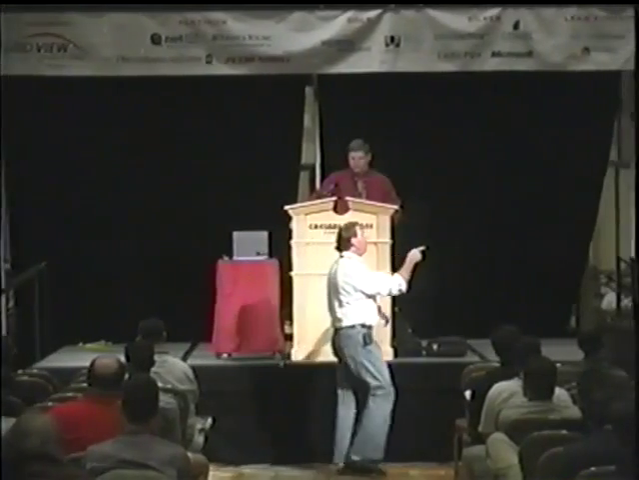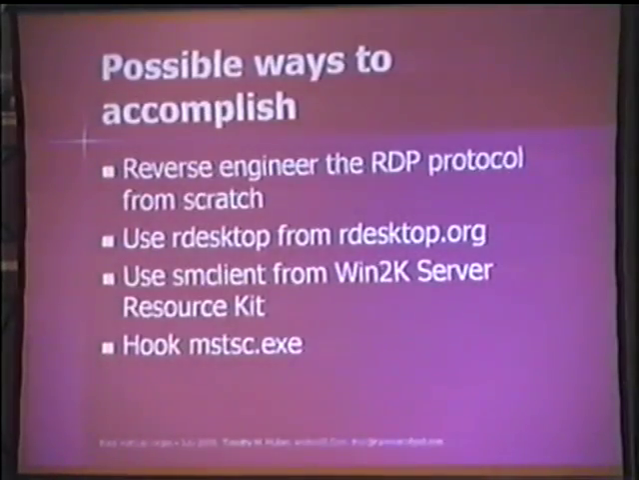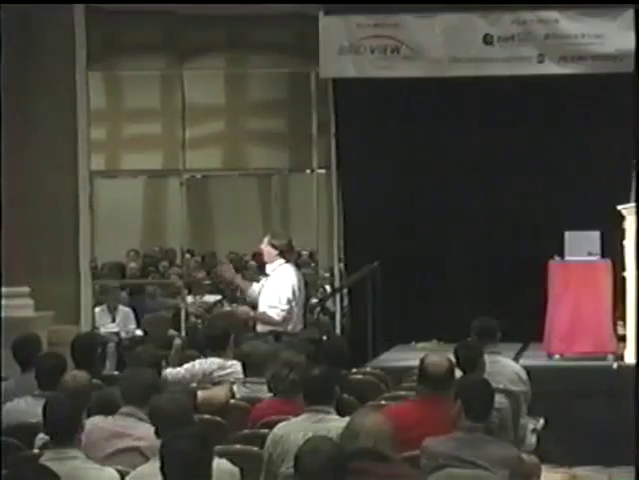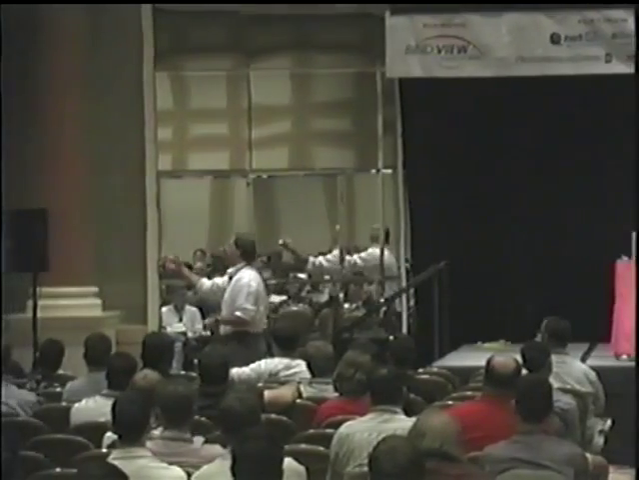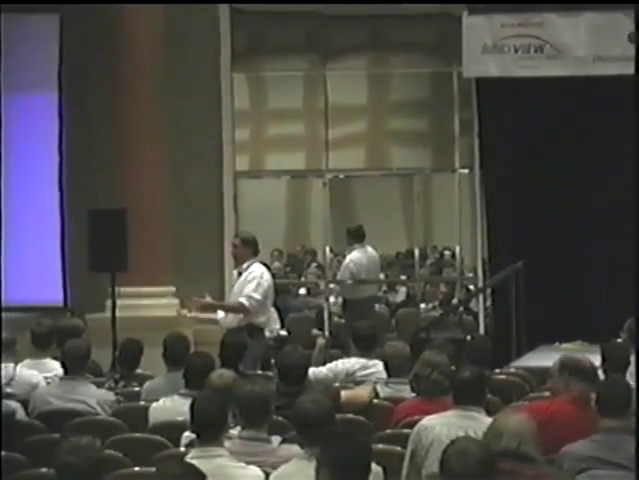The other thing we could do is use this SM client from the Windows 2000 Server Resource Kit. You can actually download it directly off of the Microsoft FTP site without signing any agreements that you won't reverse engineer it, which is a bonus. I'm not a lawyer, so I don't know about the legalities of that. And the last thing we were thinking about is hooking directly into the Microsoft Terminal Server client itself.